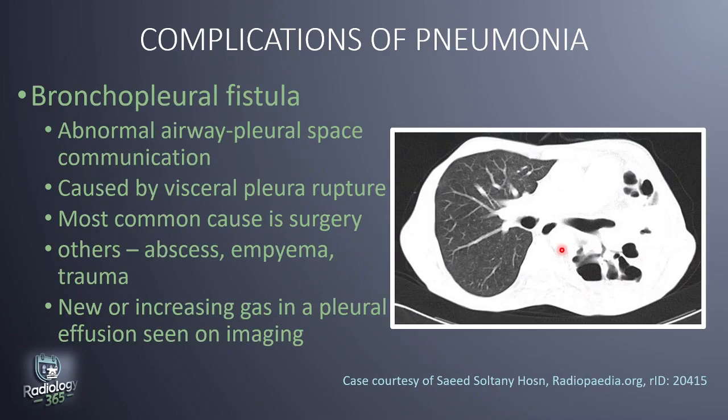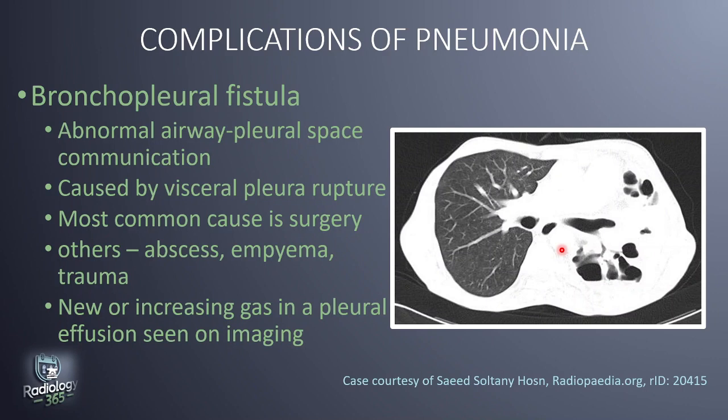The final complication of pneumonia we'll talk about is bronchopleural fistula. That is an abnormal communication between the airway and the pleural space. It's caused by the rupture of the visceral pleura, and mostly surgery is the cause, but there can be other causes like abscess, empyema, or even trauma. So on imaging, it's seen as new or increasing gas in the pleural space. It's mostly associated with pleural effusion. So you would see gas within some effusion on imaging.